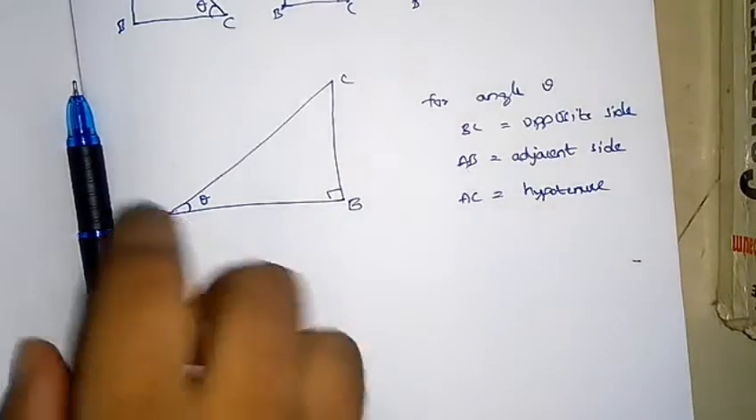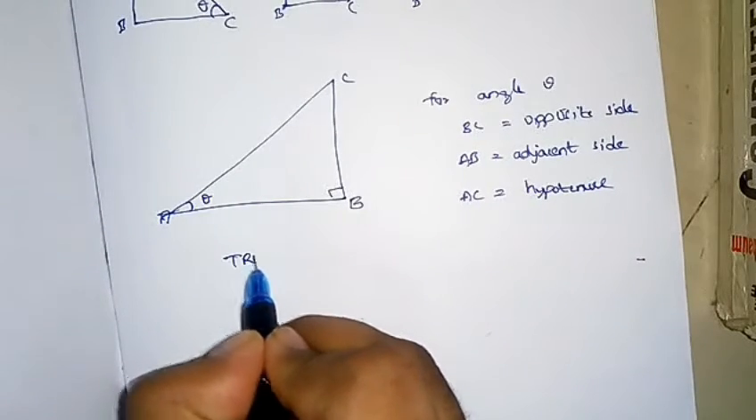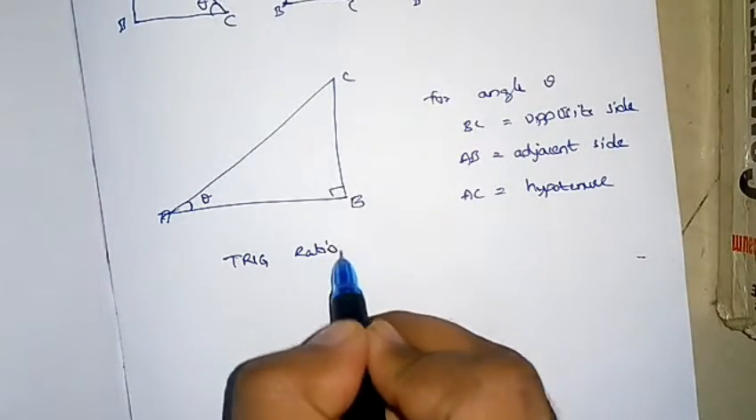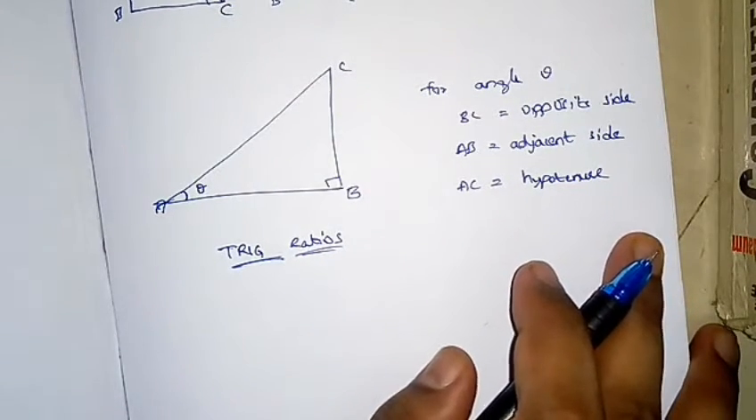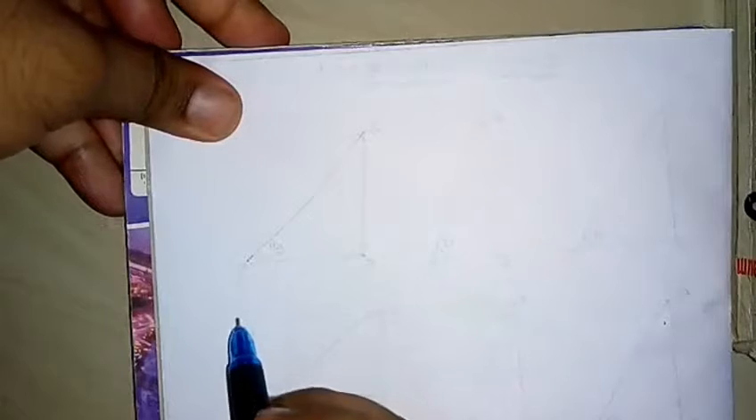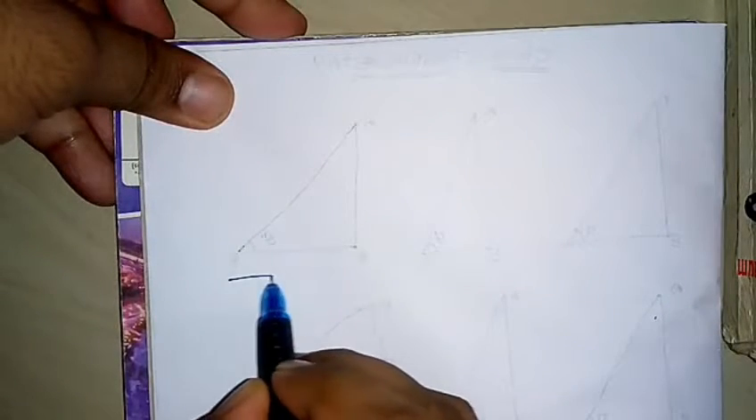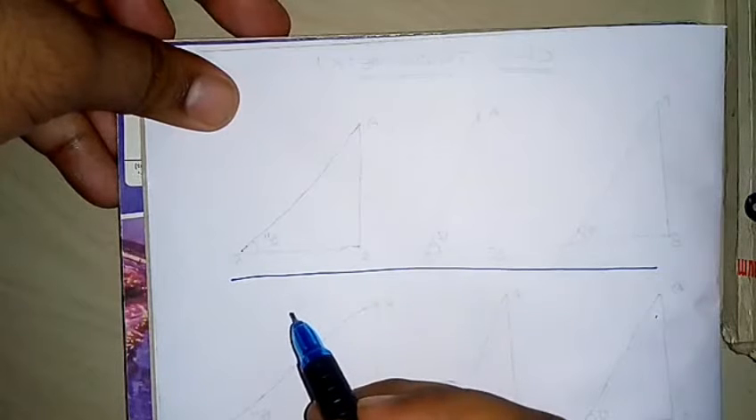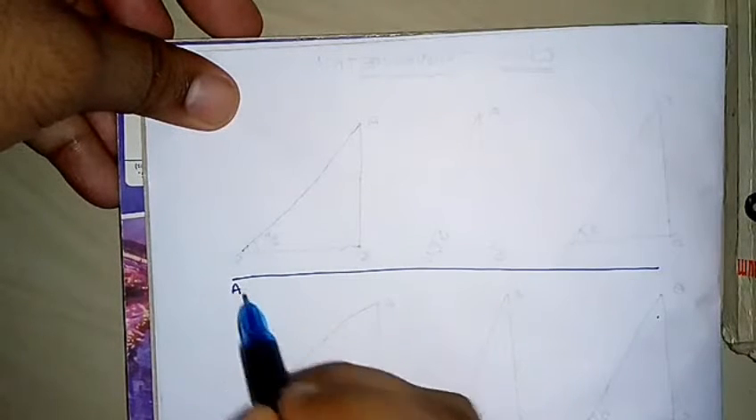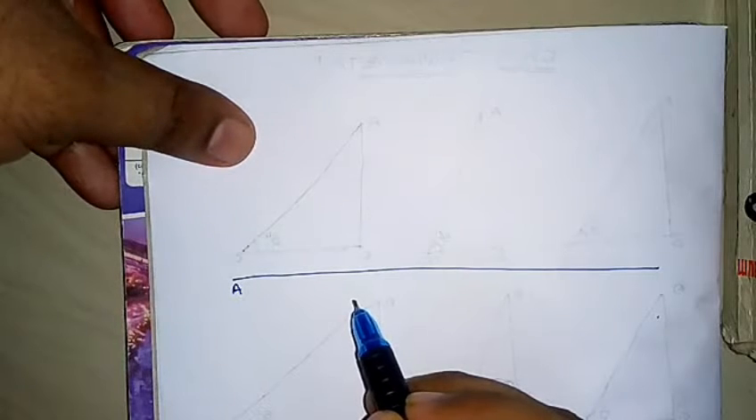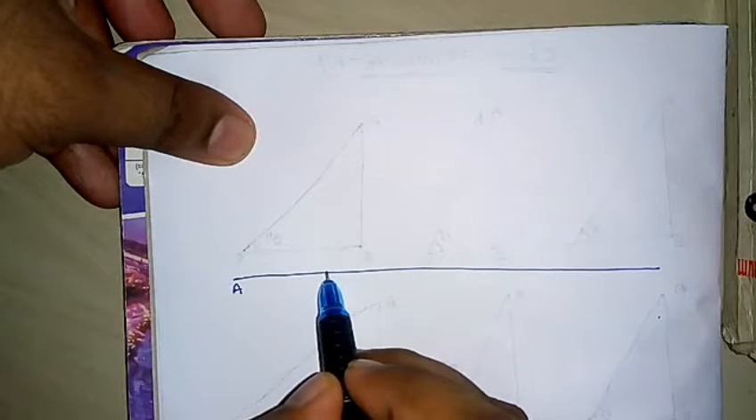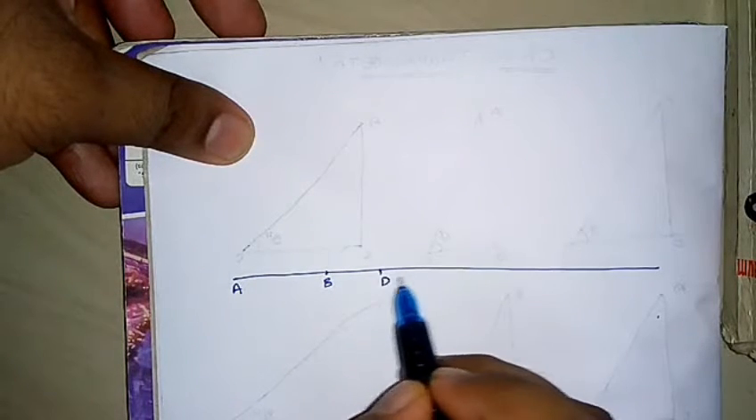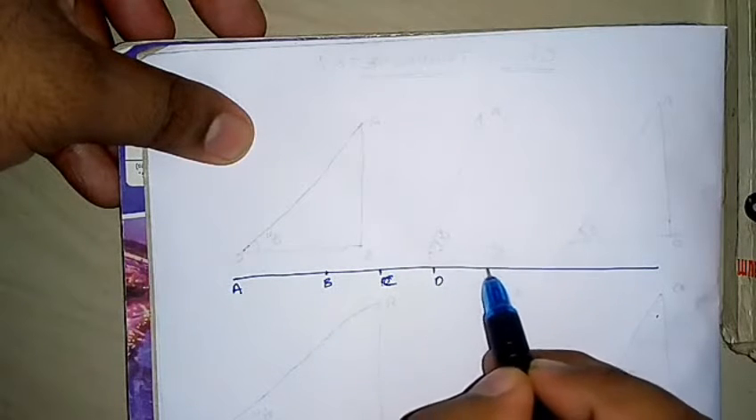Now the next topic is trigonometric ratios. Before doing this, we have to do one activity. Let's do the activity. Initially, draw a horizontal line on paper. This is the horizontal line. Let the initial point be A, and the other points B, C, D, E at distances 3, 6, 9, 12 centimeters respectively from A. So let this be B, 3 centimeters. This be C, D, E.